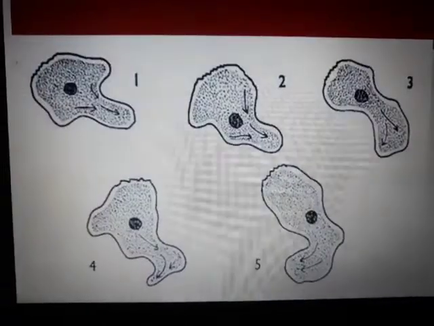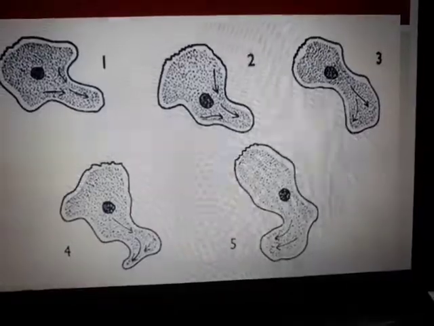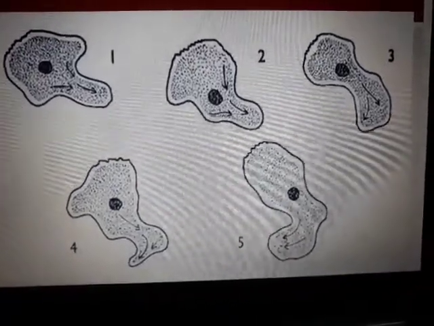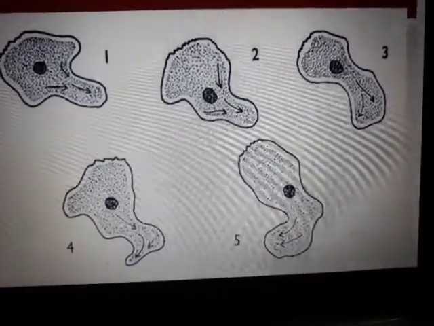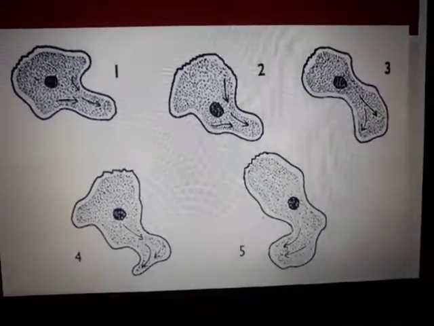As simple as that. So this is how, see, first step, second step, you can see the flow of the protoplasm there. Then the nucleus is also moving towards that direction. It keeps on moving and moving with the help of the pseudopodia.